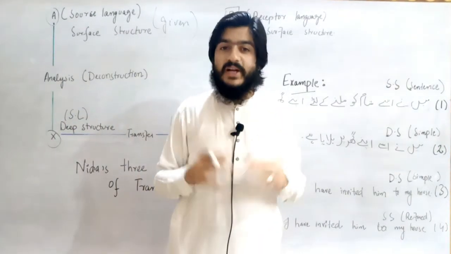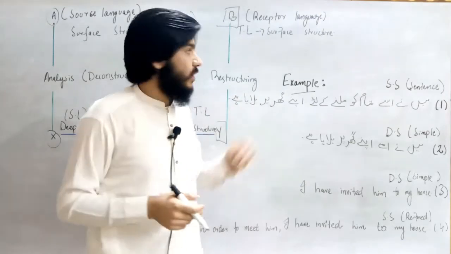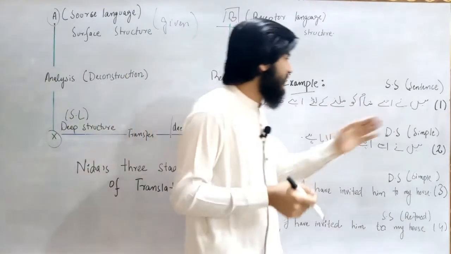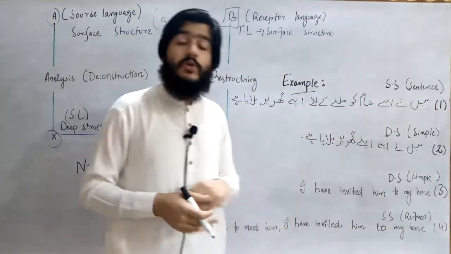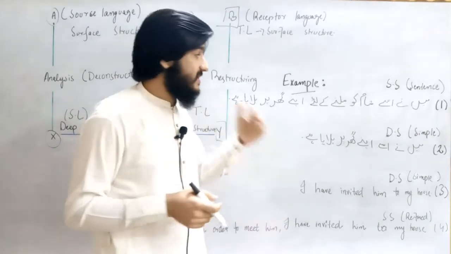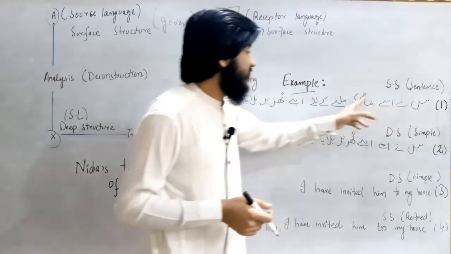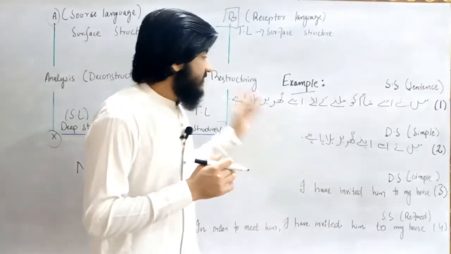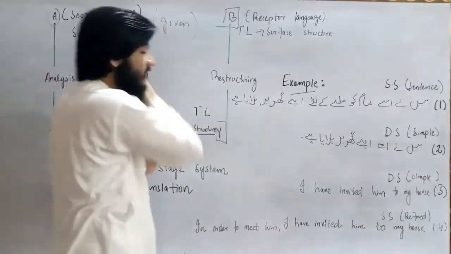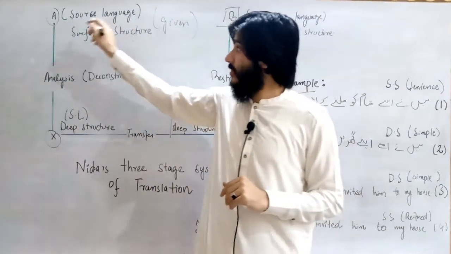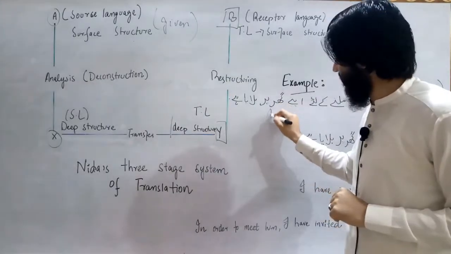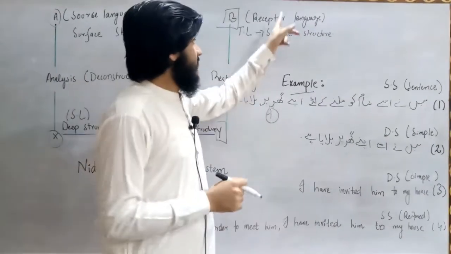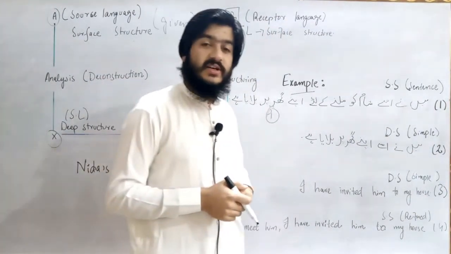I will give an example from translation, and you will come to know about this strategy or procedure very easily. This is a sentence in Urdu which I want to translate into English: मैंने उसे शाम को मिलने के लिए अपने घर पे बुलाया है. This is the surface structure of the source language, A. I'm going to translate it into the surface structure of the target language.